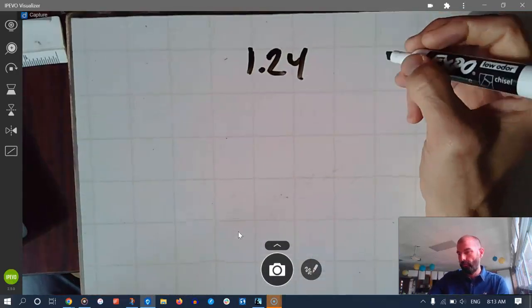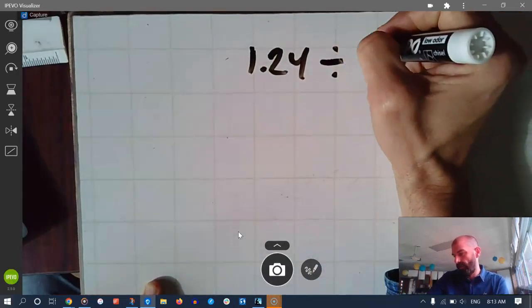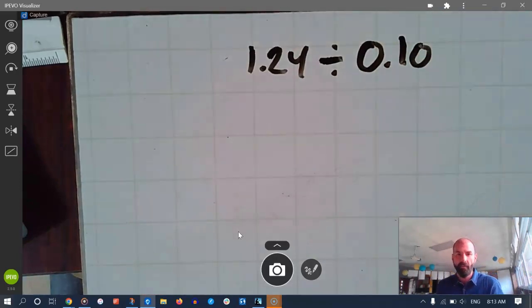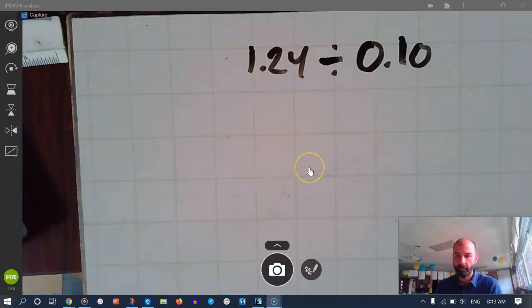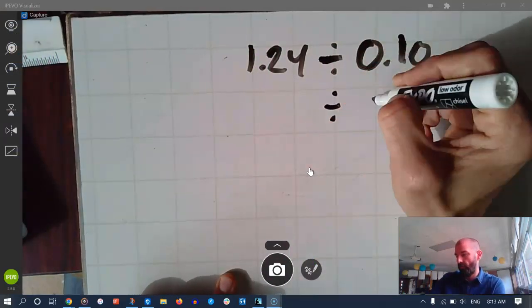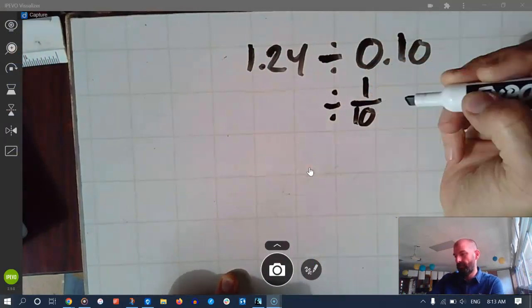All right, so we're going to look at a number like 1 and 24/100, and we're going to divide it by a tenth. Divide it by a tenth. All right, cool. So remember that we can think of that as 1/10.